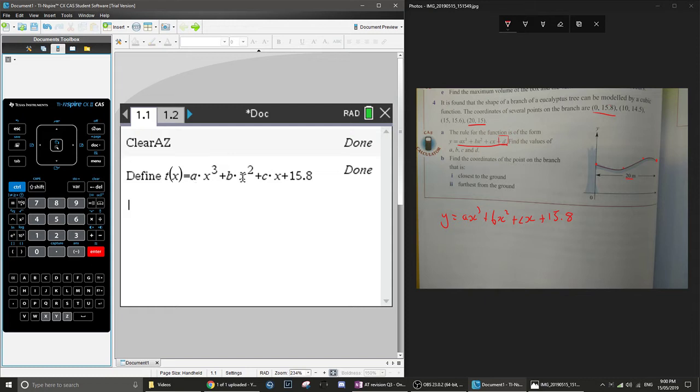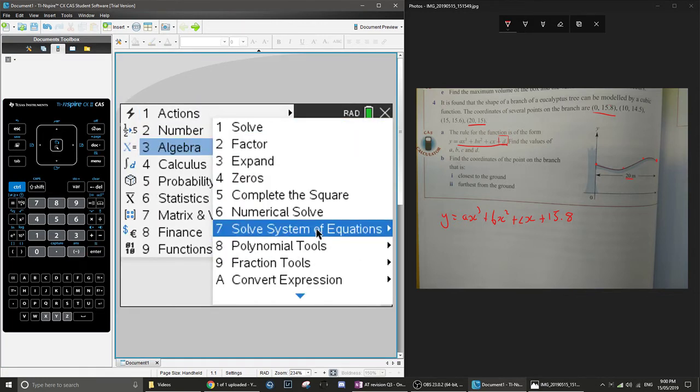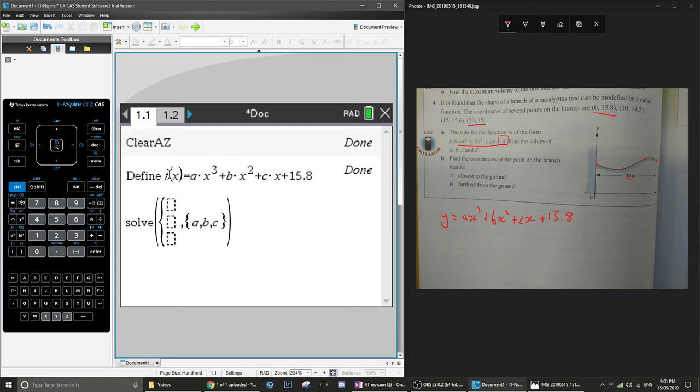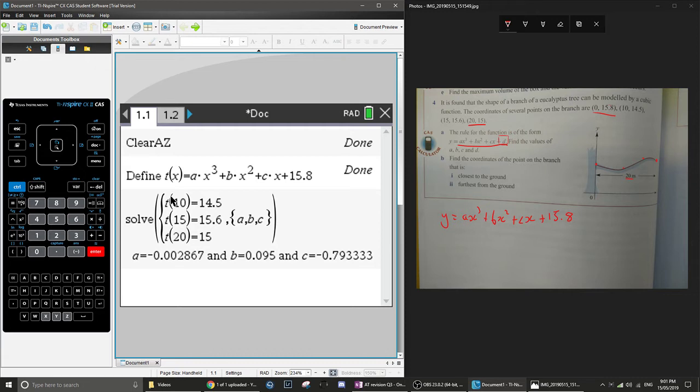Okay, we have 3 unknowns, A, B, and C, and we have 3 coordinate points additional to our y-intercept one. So if we have 3 coordinate points and 3 unknowns, we can find a solution. We will use algebra, solve system of equations. The number of equations, in this case, we have 3, and the variables we want to solve for are A, B, and C. Now we're going to put this in the form of our function, x value equals, gives our y. So for example, T of 10, which is our x coordinate, is equal to 14.5, our y coordinate. T of 15 is equal to 15.6, and T of 20 is equal to 15. And that's what we need. Solve.